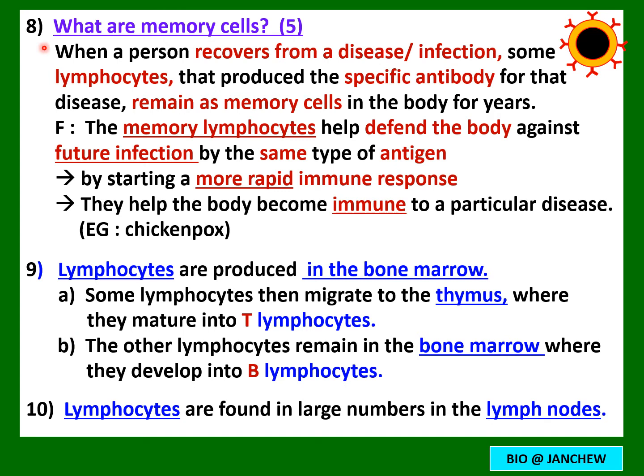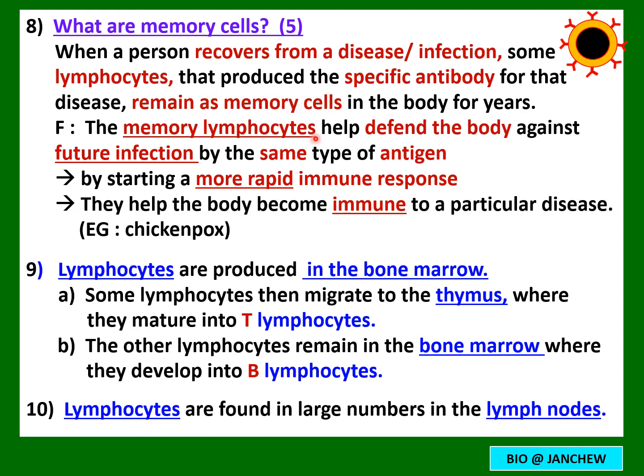Now let us discuss this question. What are memory cells? This can be a structured or essay question. Let's take the case of a person who falls sick because of infection by chickenpox virus. When the person is sick, his lymphocytes will start to produce the specific antibody for that disease, for chickenpox, in order to destroy the virus. When he recovers from the disease, the person already has some lymphocytes that have produced the specific antibody for the chickenpox virus. Some of these lymphocytes will remain for many years in the body as memory cells. They do not die.